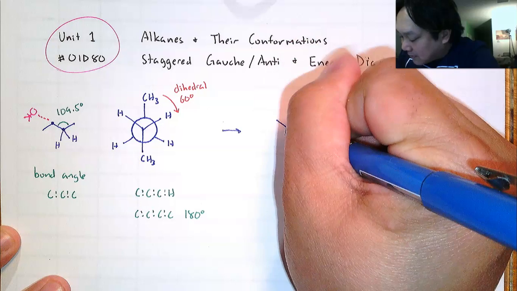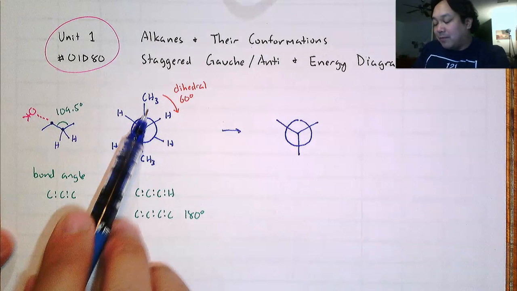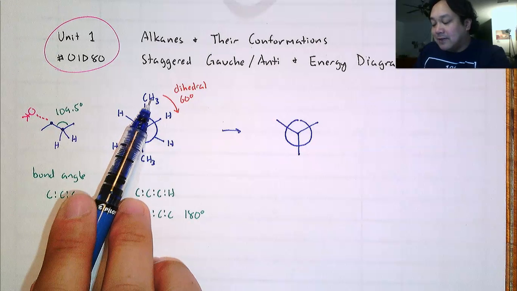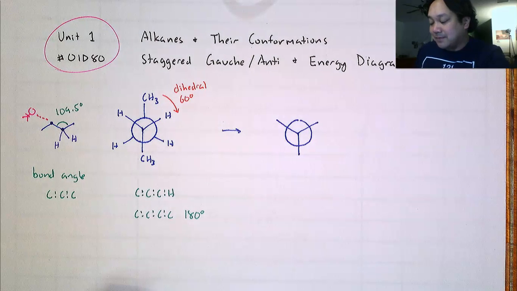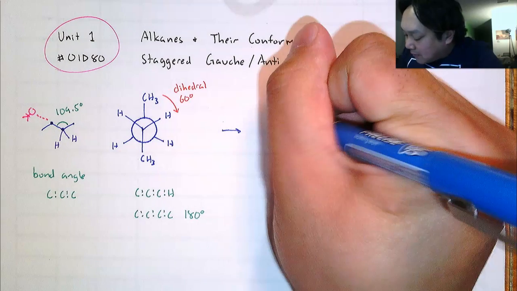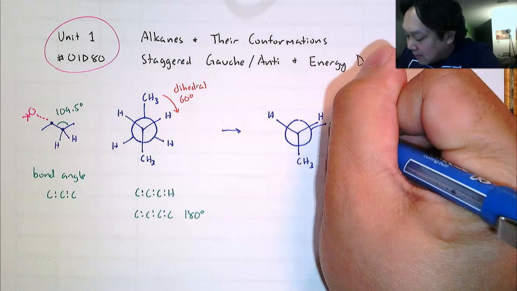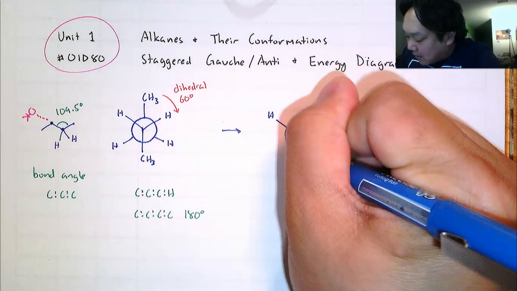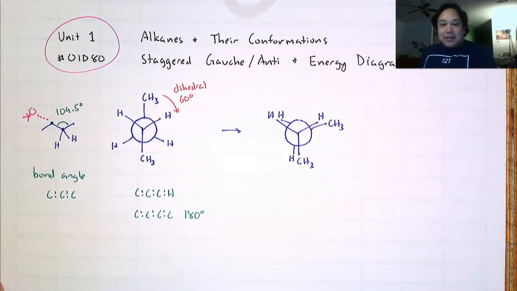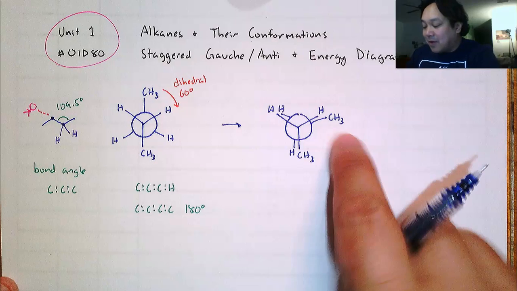We keep the front carbon the same. Draw me the eclipsed version now, where we move this methyl group 60 degrees, or you move this plane a dihedral angle of 60 degrees. Go ahead and pause. So if you rotate the back carbon 60 degrees, your methyl group is now underneath this hydrogen, and then we have these other hydrogens in the back. A little bit sloppy, but that is sufficient to tell the grader that this is eclipsed. And now our methyl group is here.